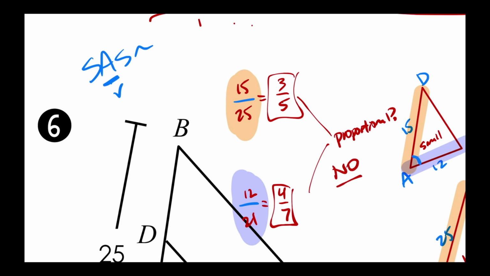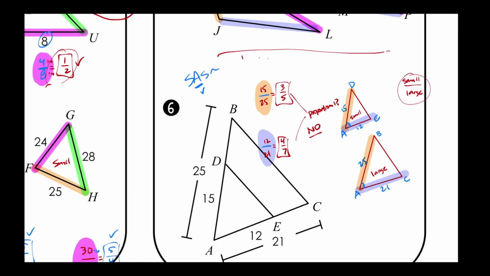In order to be proportional, the ratios have to be equal. So the answer is no. These triangles are not similar. Okay?